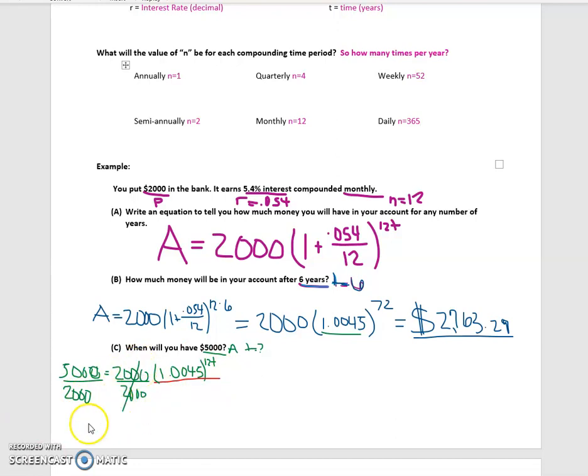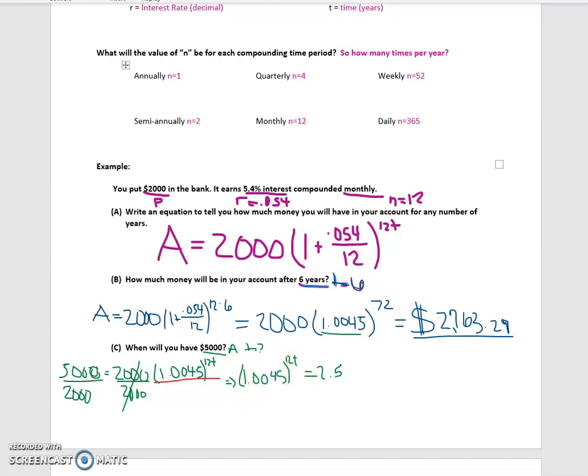Cancels. So this becomes 5,000 divided by 2,000 is 2.5. So this is going to be 1.0045 to the 12t power equals 2.5. So we have this by itself.